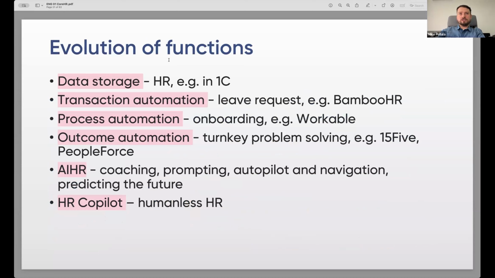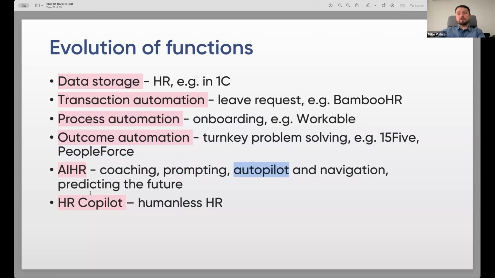Also, the evolution of functions. They all started from just data storage. Then they helped with transaction automation, like leave requests and other stuff. Then they started to do process automation, like onboarding. Then outcome automation, like solving even more complex people problems. Then AI HR: coaching, prompting, autopilot and navigation, predicting the future. And it's happening now and it will be even more developed in the upcoming future: HR Copilot.